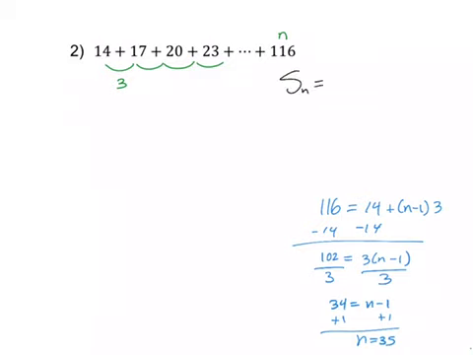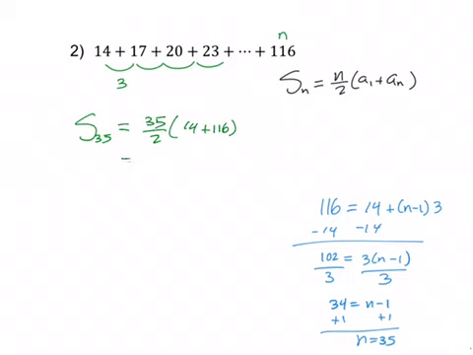Again, the formula for the sum of an arithmetic series is n over 2 times a sub 1 plus a sub n. So this is s sub 35. We already found that n equals 35, so 35 divided by 2 times 14 plus 116. So 35 divided by 2 times 130. So I have 35 times 65, 2,775.